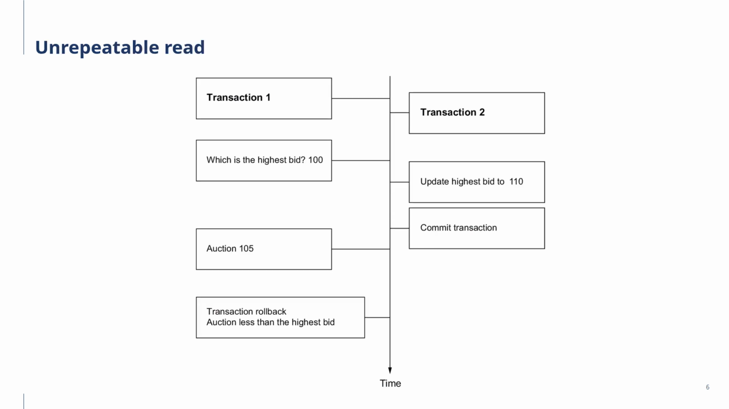Unrepeatable read means the following. We have again two concurrent transactions. The first transaction will say which is the highest bid. It's 100. Meantime, the second transaction will increase the highest bid to 110 and will commit. Then the first transaction will say, okay, I have read the highest bid 100. I come here with an offer of 105, but I have to roll back because my read was not correct, it is unrepeatable, and some other transaction meantime changed the highest bid.